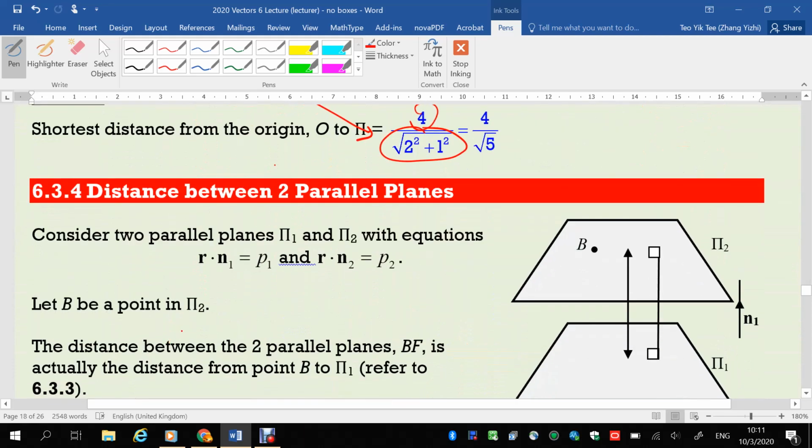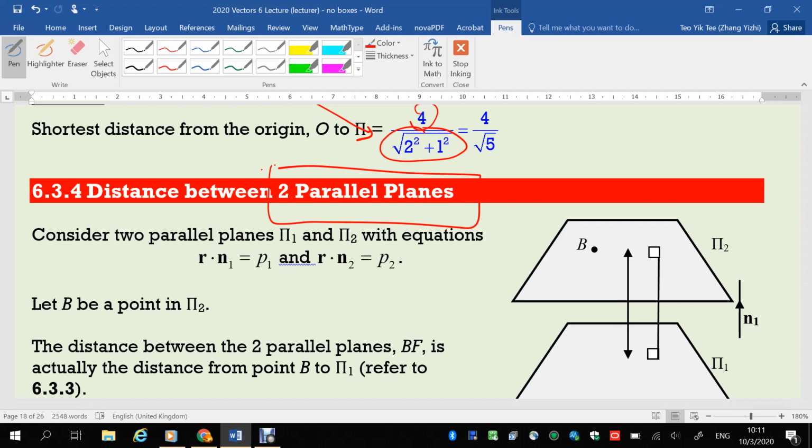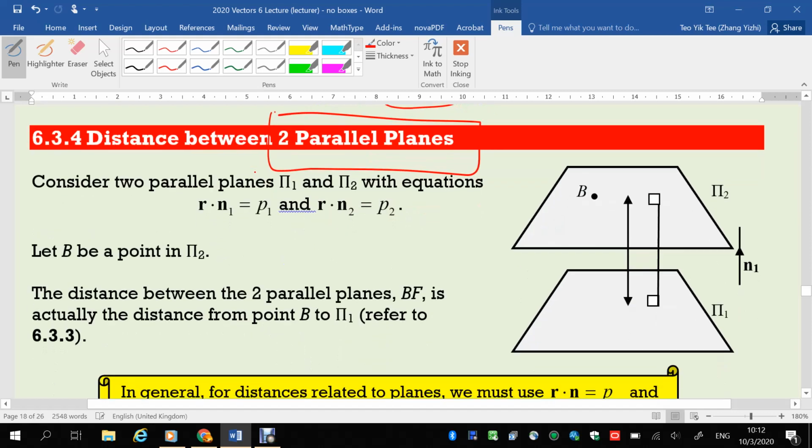Okay, the next part will be distance between two parallel planes. Before we touch on this, please understand a few things. Will two planes that are not parallel always intersect? Okay, the answer is yes. If the two planes are not parallel, they will surely intersect somewhere. So if I ask you to find the distance between two planes, again, just like your lines, the planes must be parallel. Okay, so the theory is again very simple.